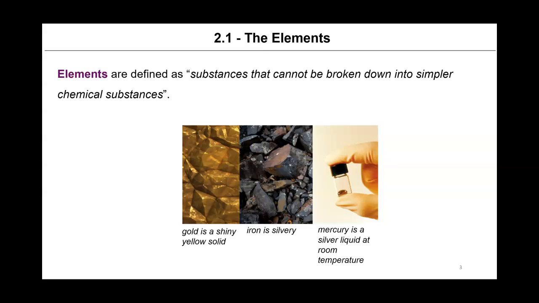Well-known examples of elements that you're likely to see in your day-to-day life include the metals. You've probably observed that gold is a shiny yellow solid, iron is a silvery grey material, and if you're lucky, you might have seen some mercury, and mercury is a silver liquid at room temperature. It's often used in devices used to measure blood pressure and also to measure temperature.